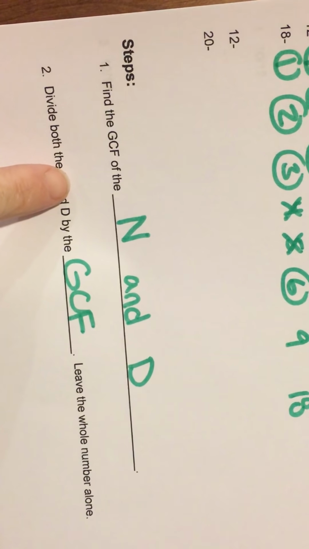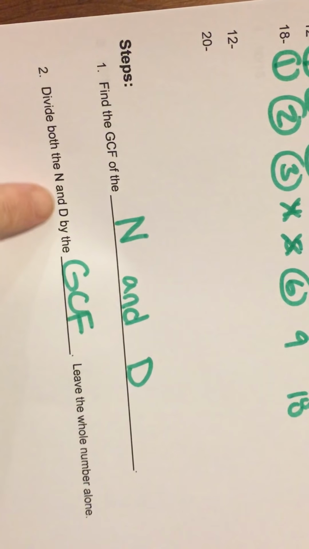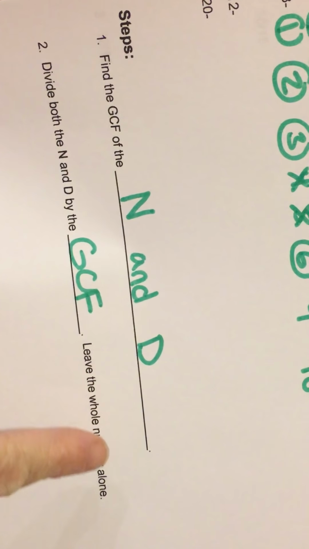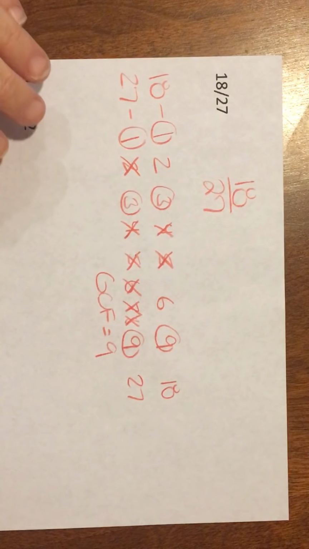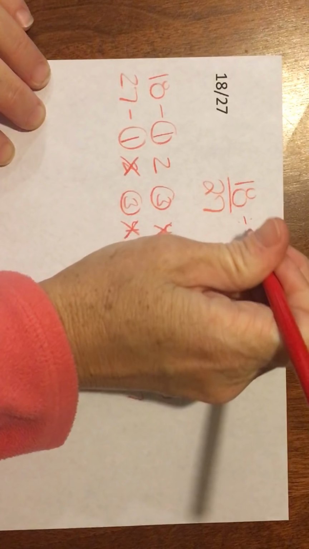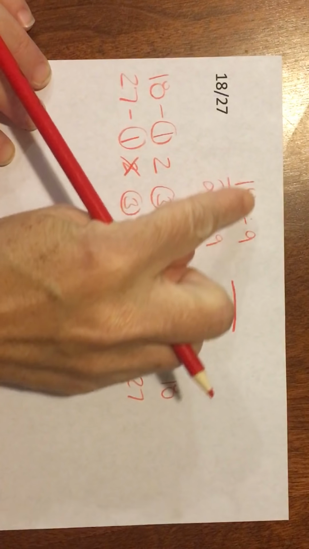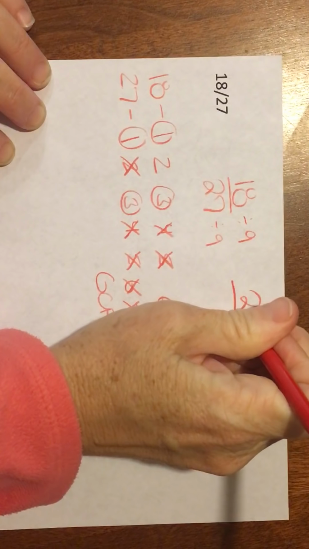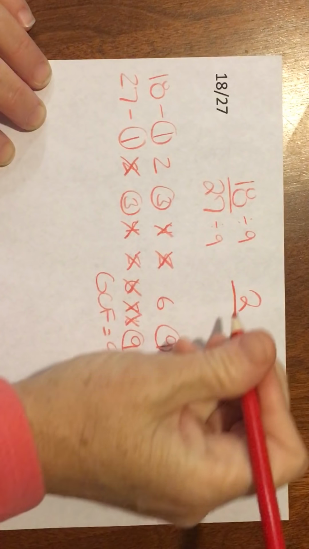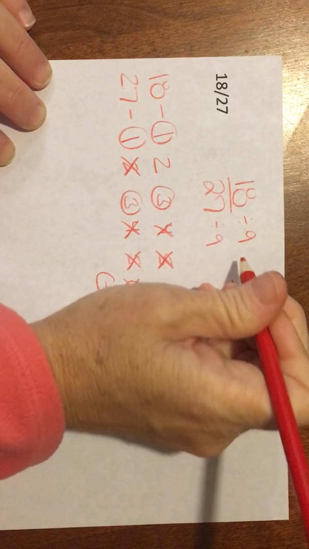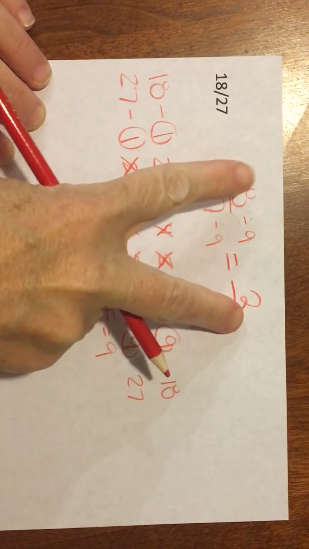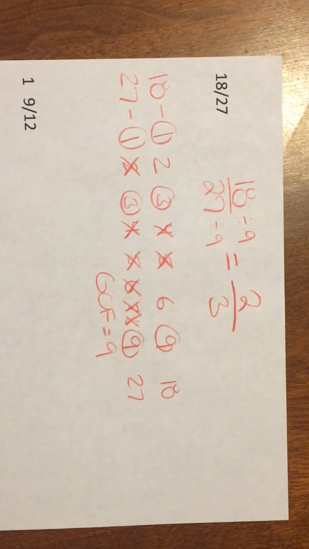Now I'm going to divide both the numerator and denominator by the GCF. Okay, so I'm going to come up here and I'm going to say divided by 9. So 18 divided by 9 is 2. 27 divided by 9 is 3. These are actually equivalent fractions. They're both exactly the same. They have the same value.